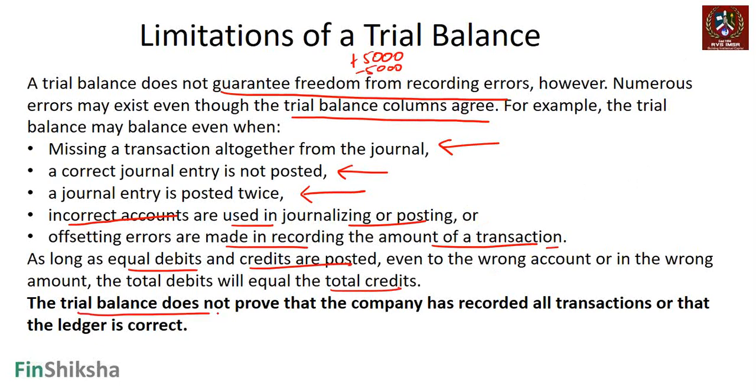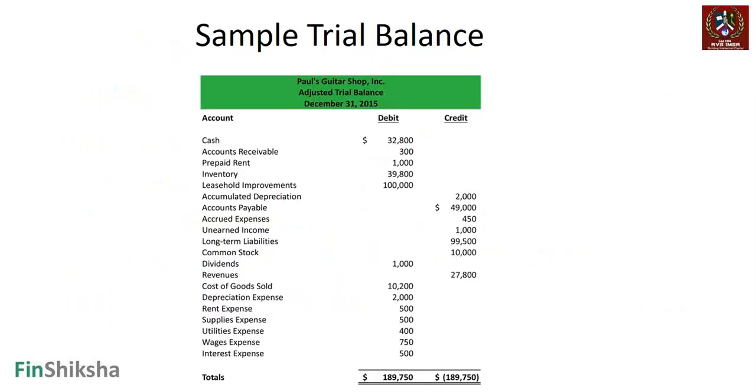And so the trial balance does not prove that the company has recorded all transactions or that the ledger is correct. All it says is that if there is an arithmetic problem or a mathematical problem in terms of linking two numbers, that is what can get captured by a trial balance, right? That's basically what a trial balance would look like. So that's the limitation of a trial balance.